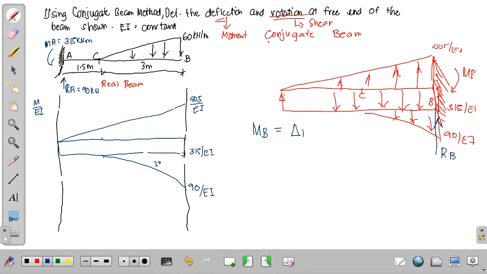Okay? So the moment at B now is equal to the deflection at B. Okay, and for the shear or the RB shear, the shear at B is now equal to the rotation of B. Okay, so we can solve for the shear and moment here, diba? You have to take moment at B to solve for the MB, and you have to take summation forces to solve for the shear at B. Okay? So, kindly solve for the shear and moment at B.